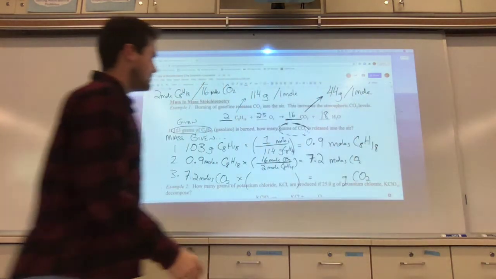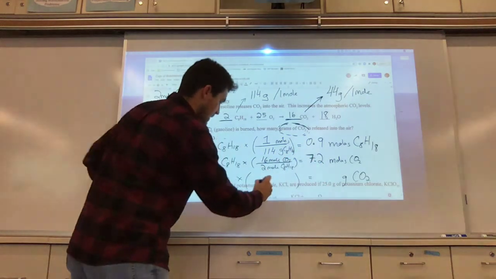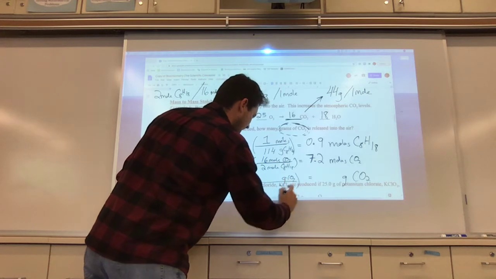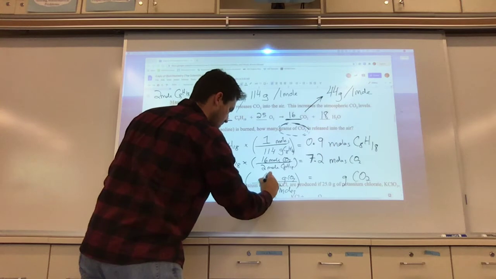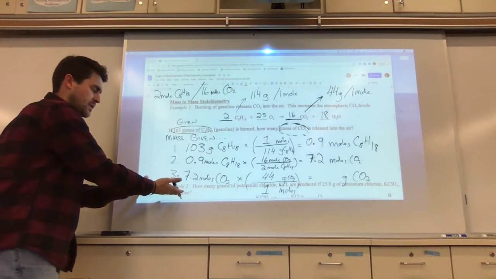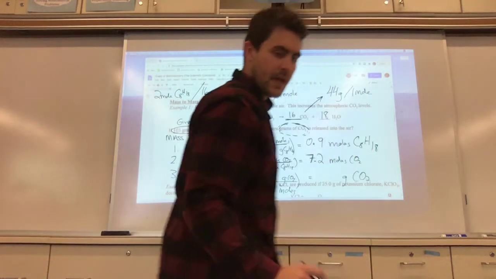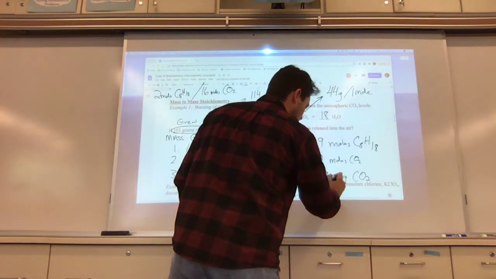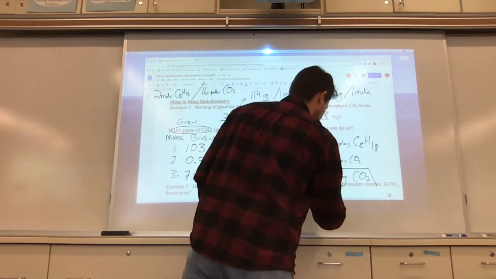I'm starting in moles. I'm going to grams. I want to make sure I put grams of CO2 on top of moles. 44 grams in 1 mole. 7.2 times 44 gives me what answer? I end up with approximately 318 grams of carbon dioxide.